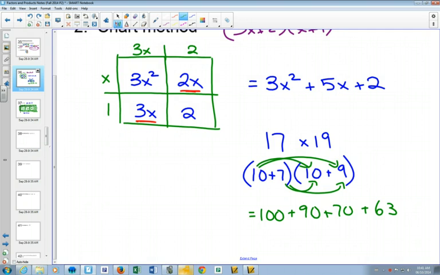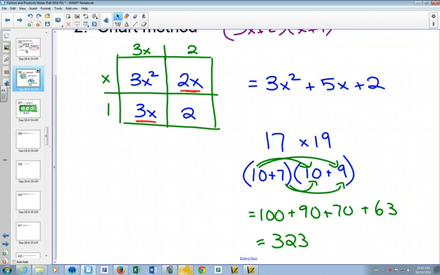90 plus 70 is 160. Plus 63 will be 223. Plus 100 will give me 323. And with relative ease, I can multiply 17 times 19. Probably easier than other techniques that you might have learned. So it can be very useful for multiplying regular numbers as well.